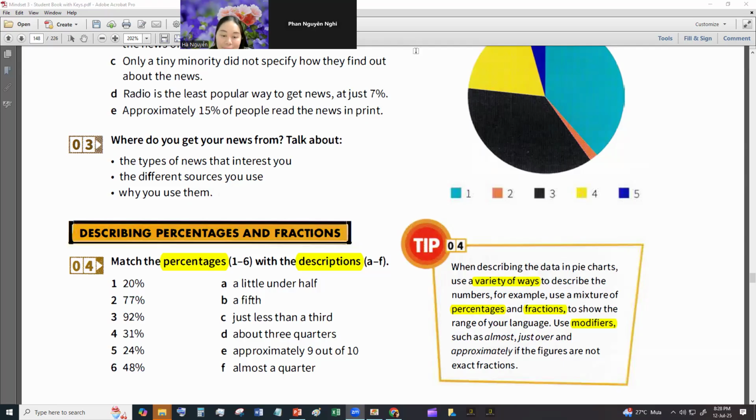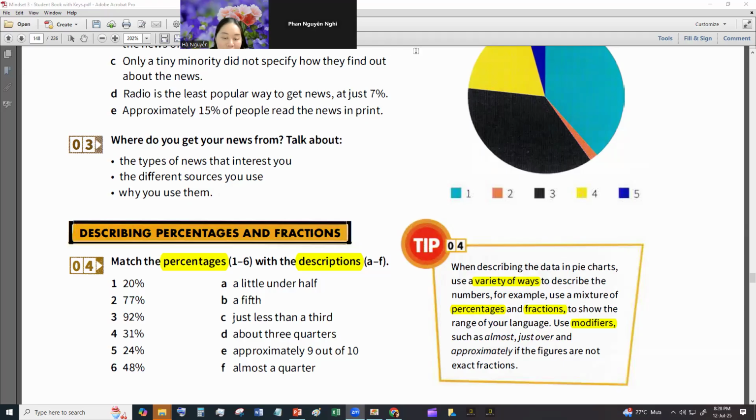77%? About 3/4. Very good. So what is exactly 3/4, please? It's like 75%. That's right. Okay, 92%? Approximately 9 out of 10. Very good. 31%? Just less than a third.